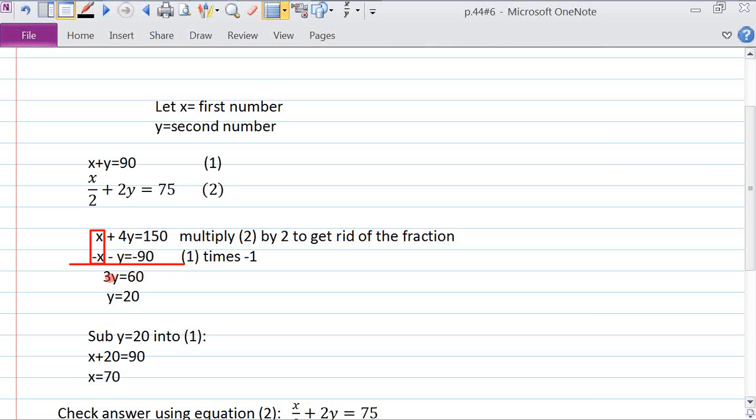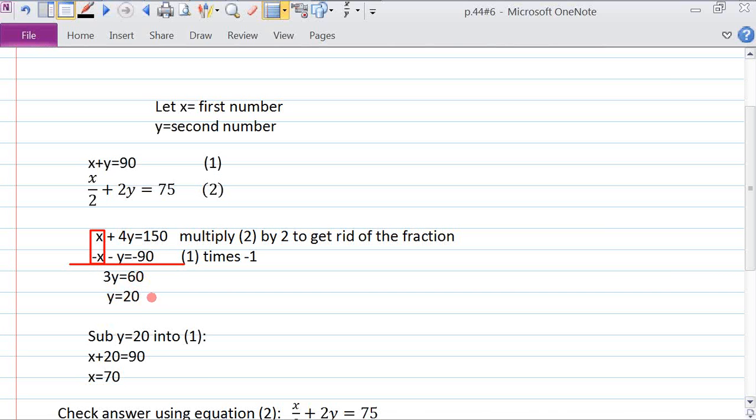4y minus y gives me 3y. 150 minus 90 gives me 60. I divide 3y by 3, I get y. I divide 60 by 3, and I get 20.